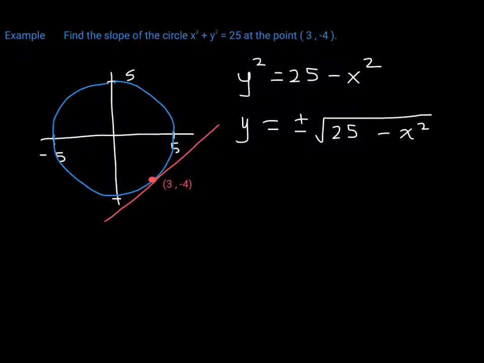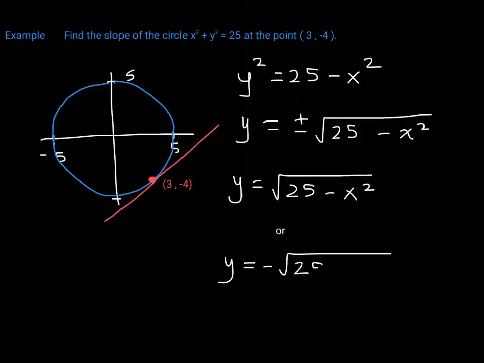Now, if we're talking about the upper half of our circle, then we're talking about the positive square root of 25 minus x squared. If we're talking about the lower half of our circle, then we're talking about the equation y is equal to negative square root of 25 minus x squared. So we can find the derivative now. We can find dy dx, right, for this function here.